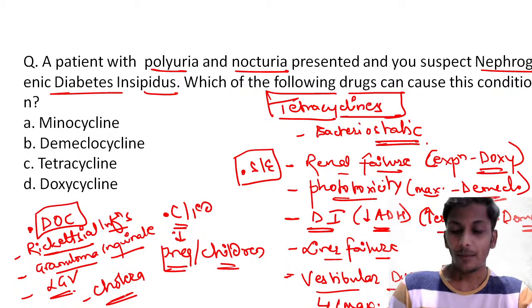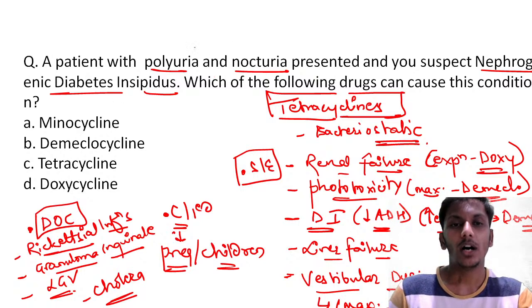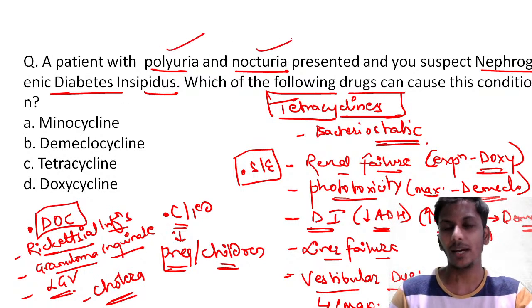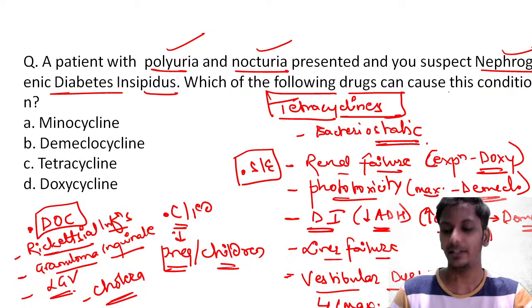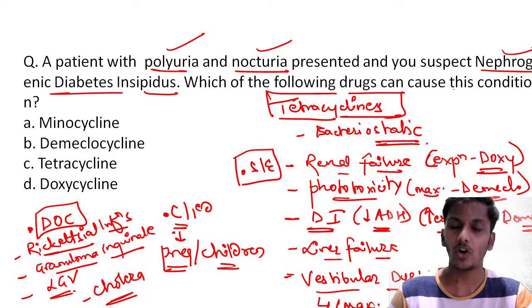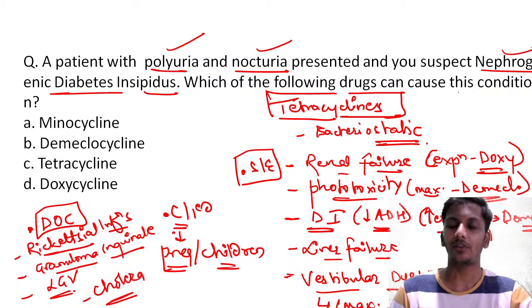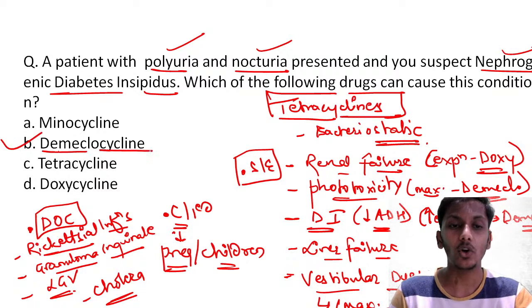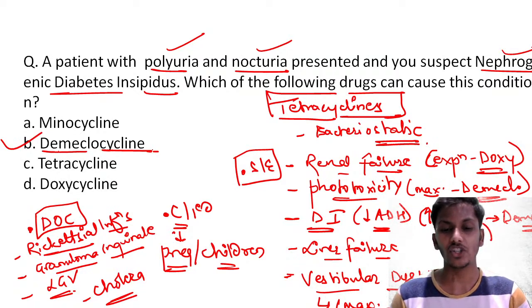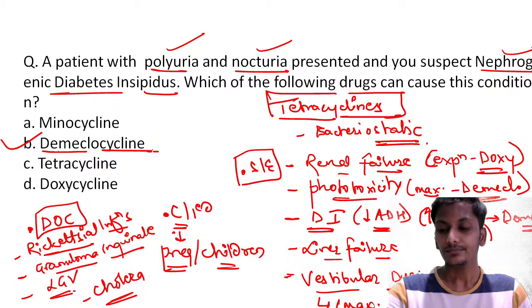Now, come back to our question that states, a patient with polyuria and nocturia presented to you. You suspect nephrogenic diabetes insipidus, and which of the following drugs can cause this condition? As we all know, highest risk among all the tetracyclines to cause diabetes insipidus is seen with option B, demeclocycline. Okay, so the answer to this question is option B, demeclocycline.